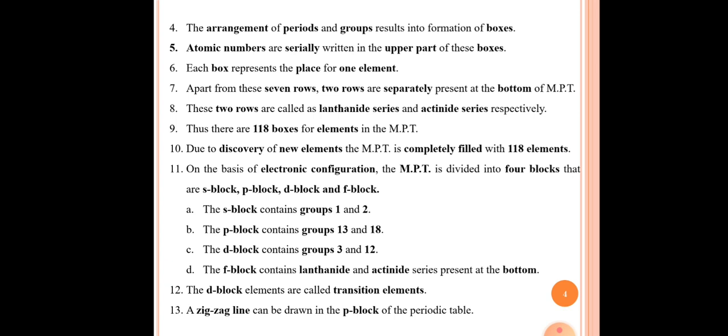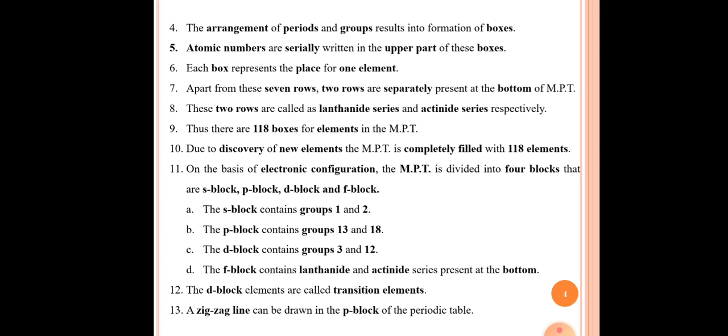The 10th point here is, due to the discovery of new elements, the modern periodic table is completely filled with 118 elements. Till now, 118 elements have been discovered. So due to this, the modern periodic table is completely filled.